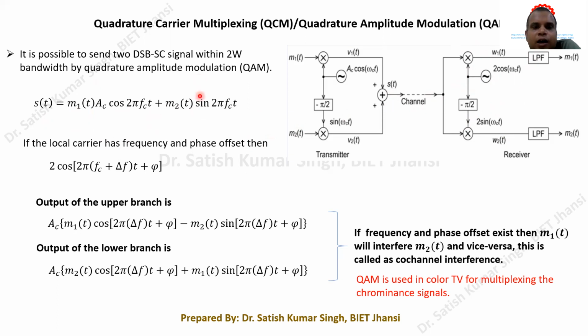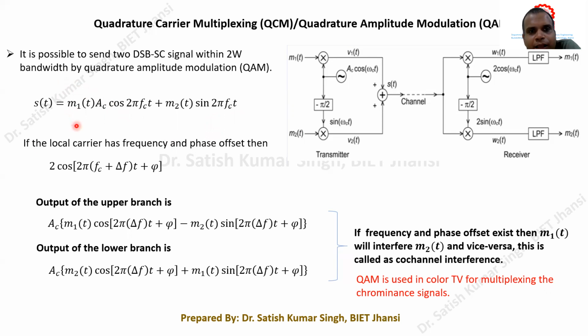As we know, in the case of the quadrature null effect, as I have already explained, whenever we multiply by a carrier which is in quadrature phase at the receiver end, that message is completely lost. So here you can see that m1(t) is multiplied with the carrier cos 2 pi fct, and m2(t) is multiplied with sin 2 pi fct.